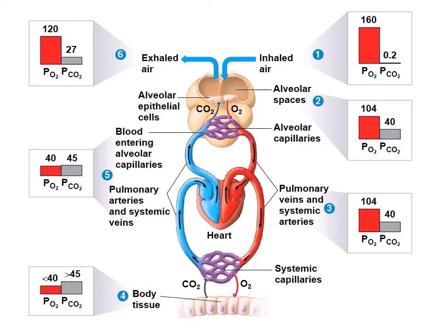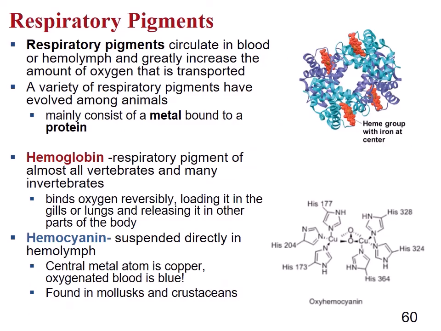And then if we look at exhaled air, we're getting rid of CO2, so we have a higher partial pressure of CO2 and a lower partial pressure of oxygen than inhaled air would have. So respiratory pigments are going to be used to help transport oxygen and in some cases carbon dioxide in the blood, or hemolymph if you don't have blood. Remember again, hemolymph is the word for what we would call blood in organisms with an open circulatory system.